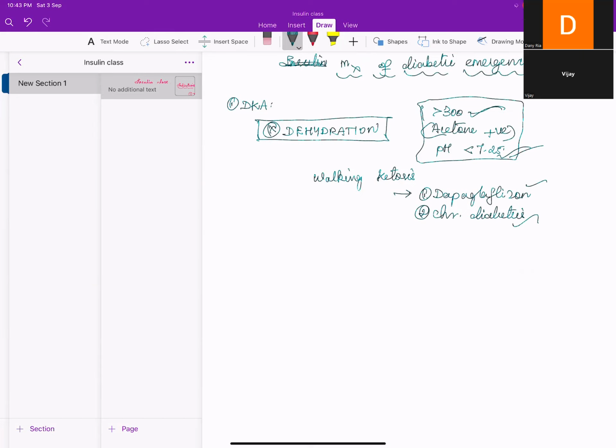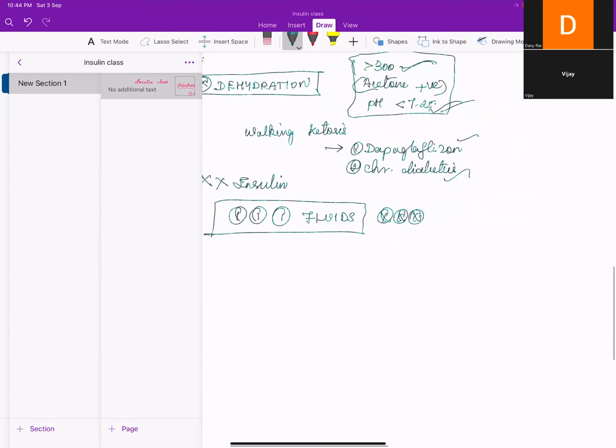Some may think ketone is positive, sugar is 220, so how much insulin to give will be the confusion of most people. Never think of insulin while managing DKA, because the first treatment of choice in DKA is fluids and fluids only. What do you mean, never think of insulin? You mean never think of starting insulin first.